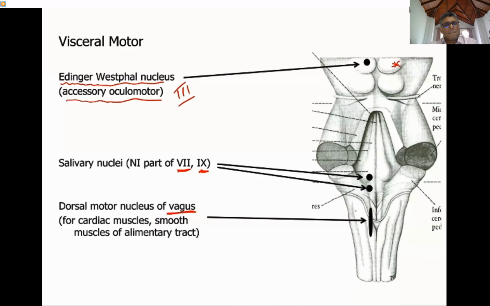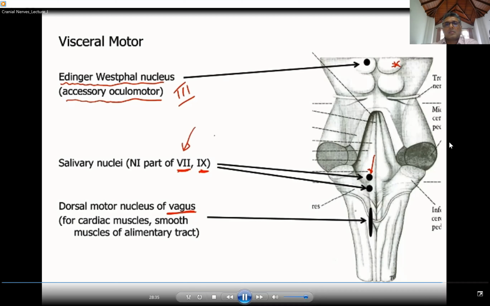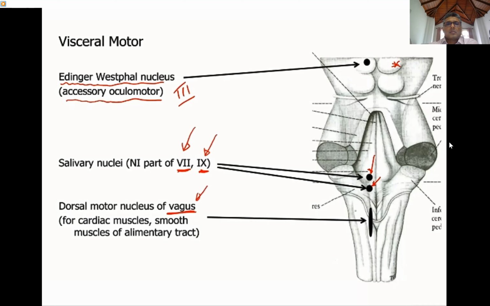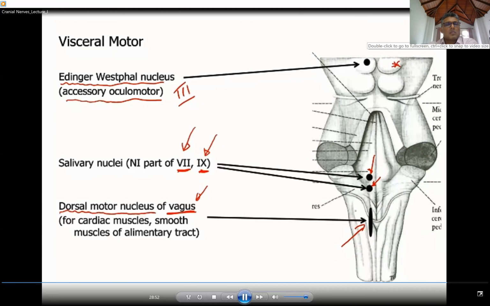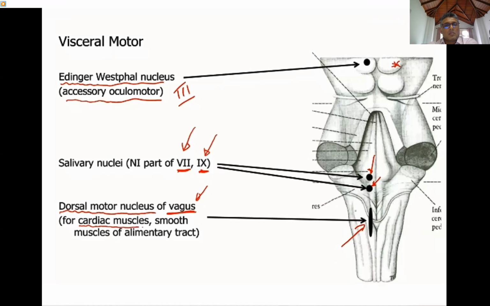The parasympathetic nucleus of the facial nerve is called superior salivary nucleus. The parasympathetic nucleus of the glossopharyngeal nerve is called inferior salivary nucleus. And the parasympathetic nucleus of the vagus nerve is called dorsal motor nucleus of the vagus nerve. This dorsal motor nucleus of the vagus nerve is responsible for parasympathetic supply of the cardiac muscles, smooth muscles of the alimentary tract.